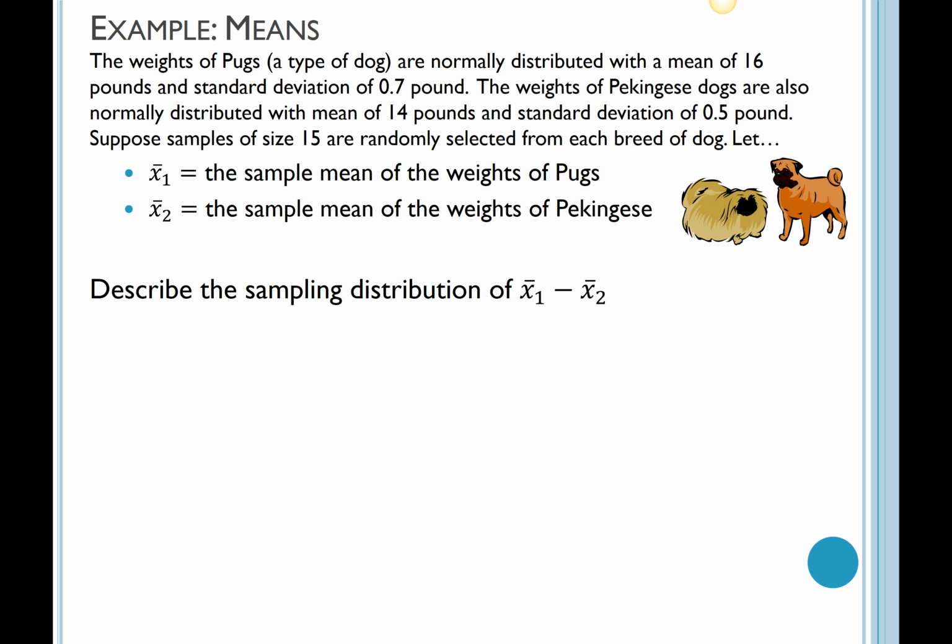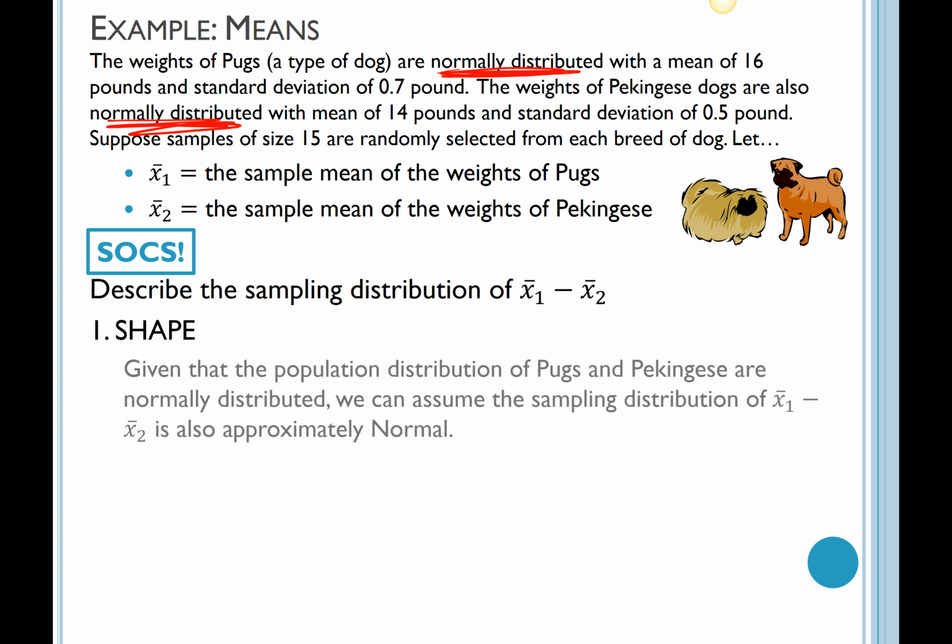All right, so to describe the sampling distribution of x bar 1 minus x bar 2, we're going to use SOX again, but make sure you remember that the weights here are normally distributed for pugs, and they're normally distributed for Pekingese. So here, we don't have to do anything with the central limit theorem. The only thing we need to state here is that given that the population distributions of pugs and Pekingese are normally distributed, we're going to assume that the sampling distribution of their differences is also normally distributed.